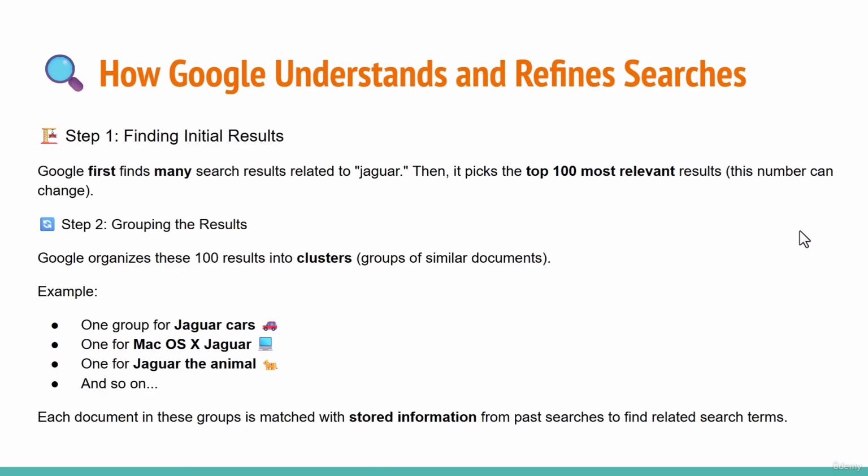How does Google understand and refine the query? Before showing the SERP, Google will find as many Jaguar-related pages as possible. Then it will select the top 100 most relevant ones. After that, it will group the results. The 100 most relevant results will be organized into clusters, one group for Jaguar cars, one for Mac OS, one for Jaguar the animal, and so on. The articles in these groups are matched with stored information from previous searches so that relevant search terms can be found.